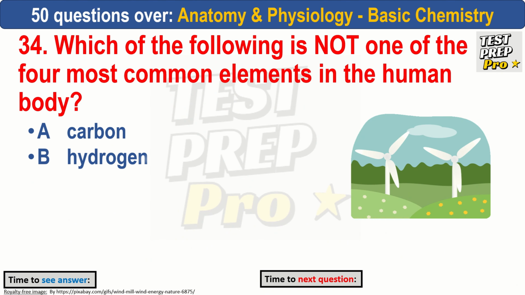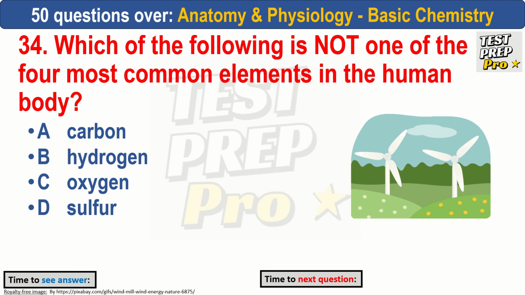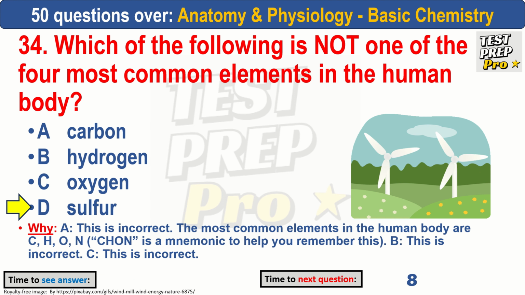Which of the following is not one of the four most common elements in the human body? Is it A, carbon, B, hydrogen, C, oxygen, or D, sulfur? The answer is sulfur. The most common elements are CHON, CHON, which is carbon, hydrogen, oxygen, and nitrogen.